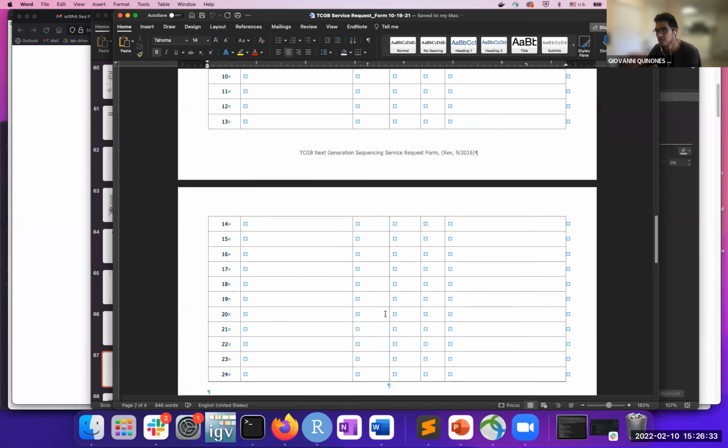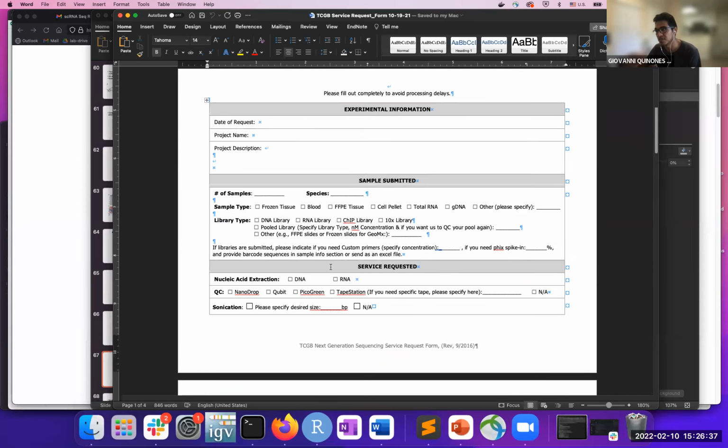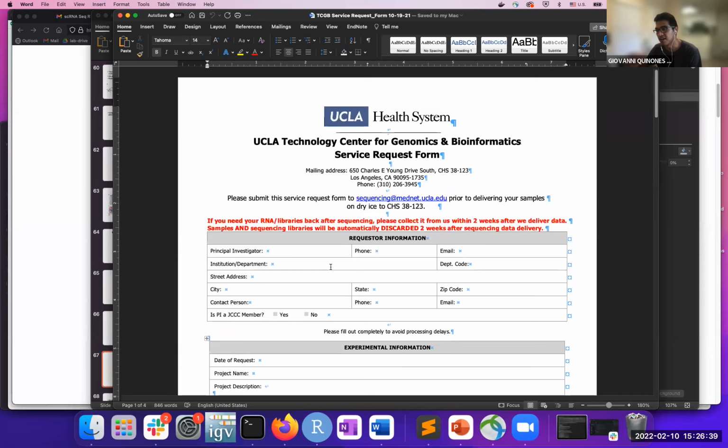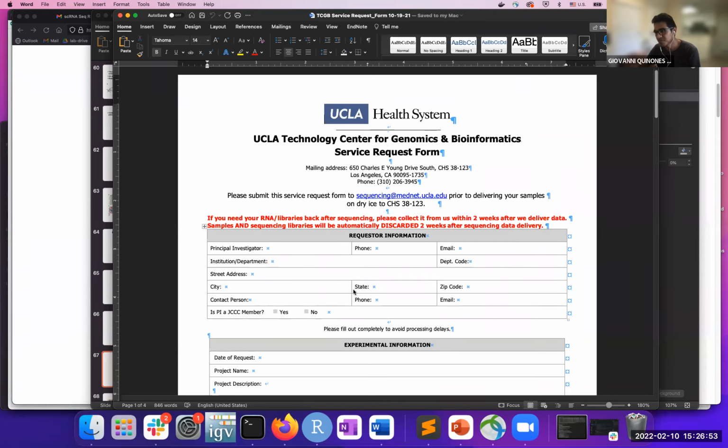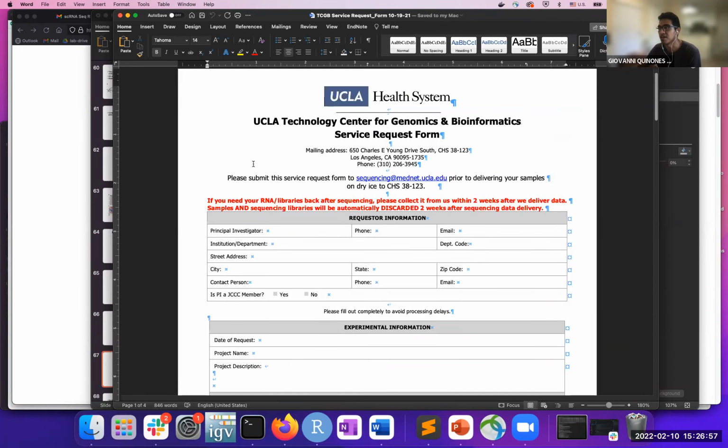And yeah, I personally never filled one of these forms. I think all of the data sets I've worked with were publicly available or were provided by a collaborator or were sequenced by other people in my lab. So I can't go too much in detail about this form, but I just wanted to show you guys what it looks like to submit a form to UCLA.